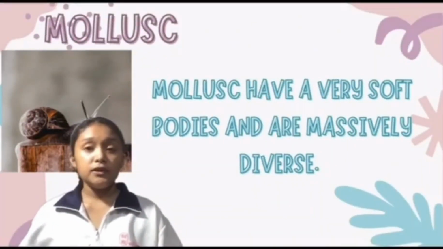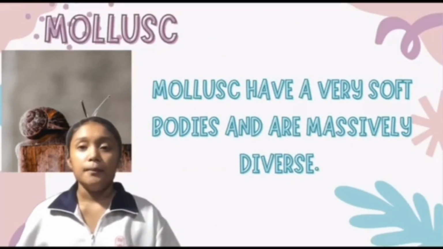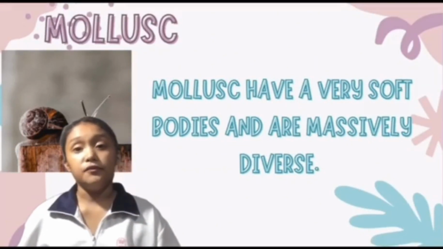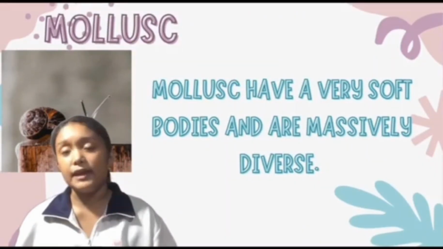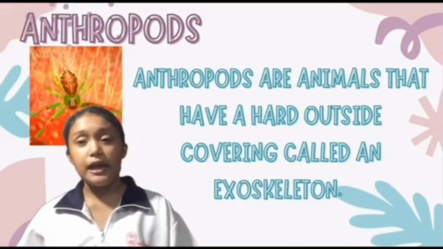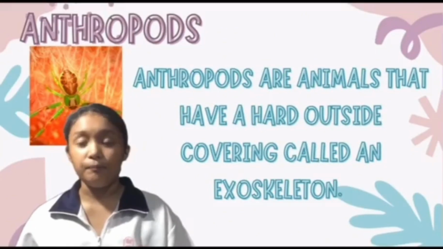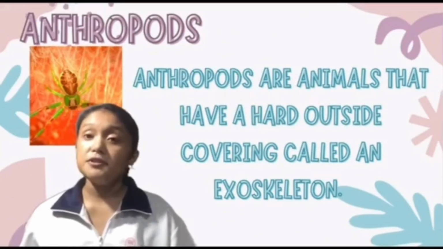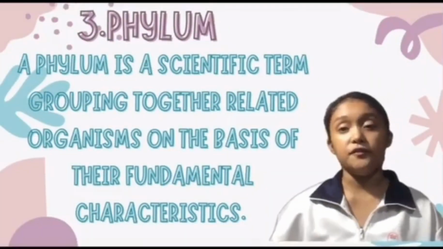Mollusks. Mollusks have very soft bodies and are massively diverse. Many have shells, some live underwater in marine and freshwater environments while others live on land. Last, arthropods. Arthropods are animals that have a hard outside covering called the exoskeleton. Example, the lobsters.